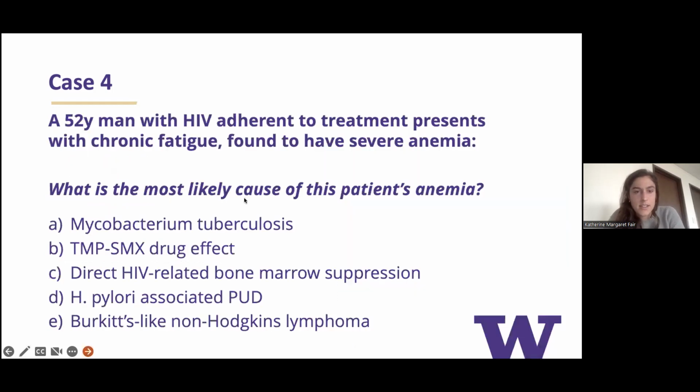So what do you think is the most likely cause of this patient's anemia? It's a microcytic anemia, just to remind you. We're wondering if this is TB, is this spectrum causing myelosuppression, direct HIV-related myelosuppression, H. pylori associated PUD, or a non-Hodgkin's lymphoma, which can be associated with EBV.